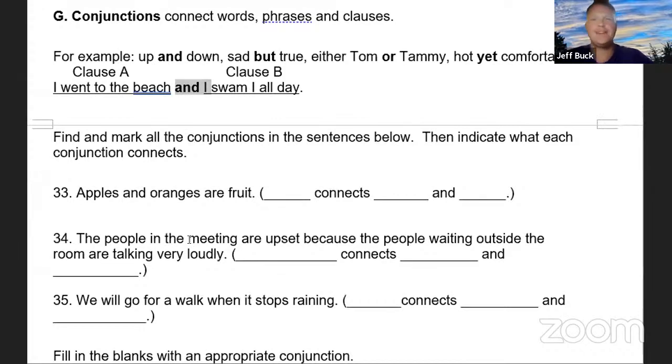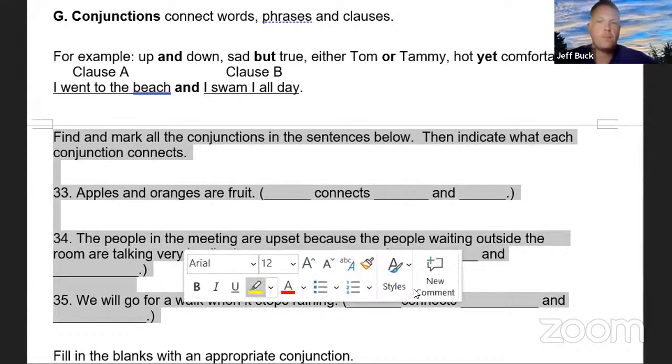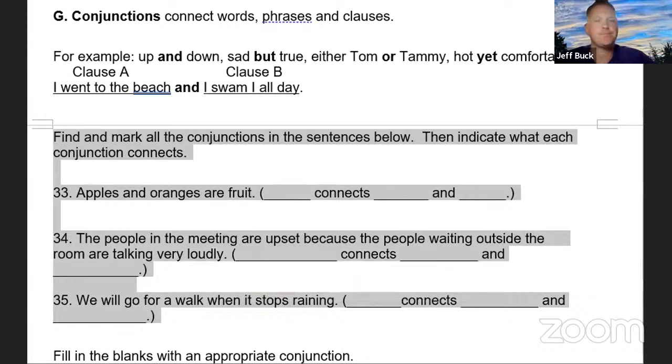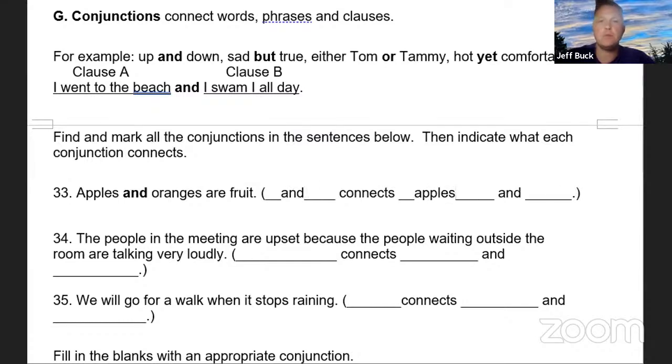All right, we're almost done. In 33, 34, and 35, mark the conjunctions and then indicate what they connect. Pause the video if you need to. So "and" connects apples with oranges.